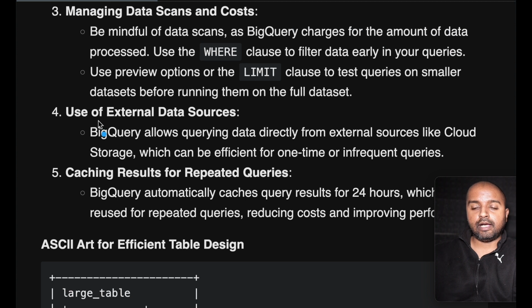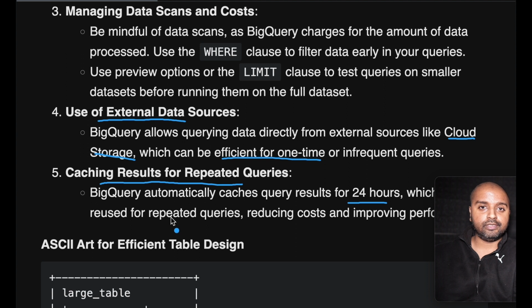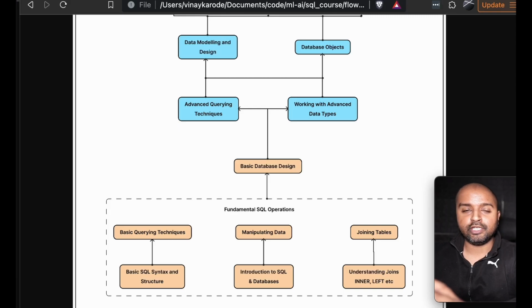Next, we also have external data storage that we can query from. This is really good if the data is in cloud storage and if you just want to run some infrequent SQL queries. So that is good on BigQuery. There is also caching of results for repeated queries. BigQuery automatically caches results for 24 hours, so if you reuse the same query, you'll get the result from the cache. We are nearly finishing the beginner section, and we have join tables and the basic database design.